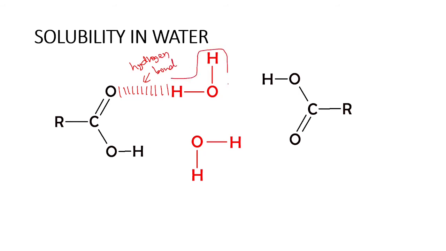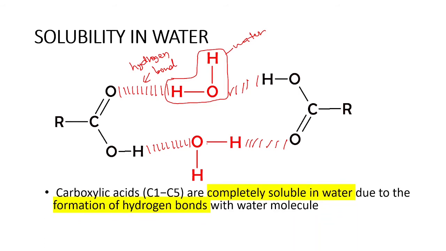This is water, because we want to see the solubility in water. The same thing for this one. It can also have interaction with water. This one like this, and this one also like this. So, carboxylic acid generally can form hydrogen bonds, so it is soluble in water. Small carboxylic acid having 1 carbon atom all the way up to 5 carbon atom are completely soluble in water due to the formation of hydrogen bond.